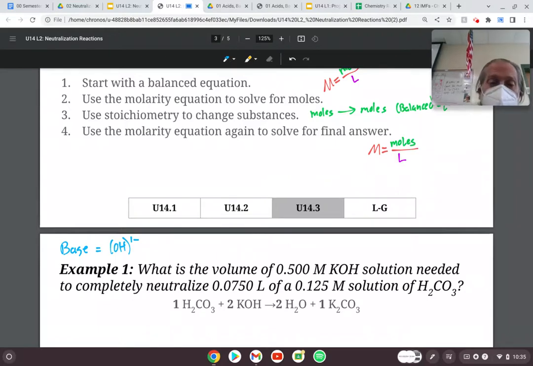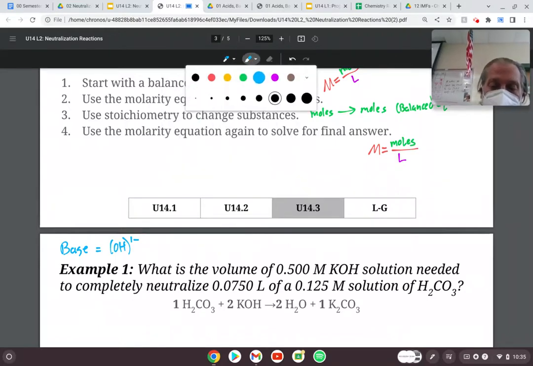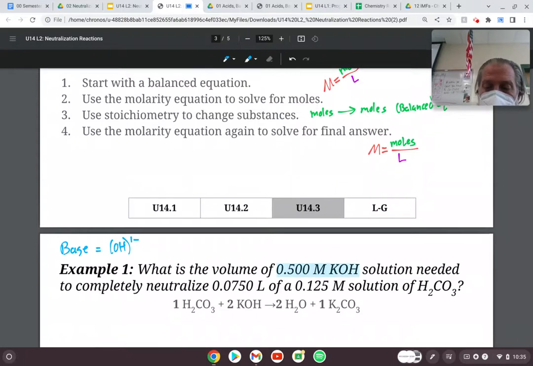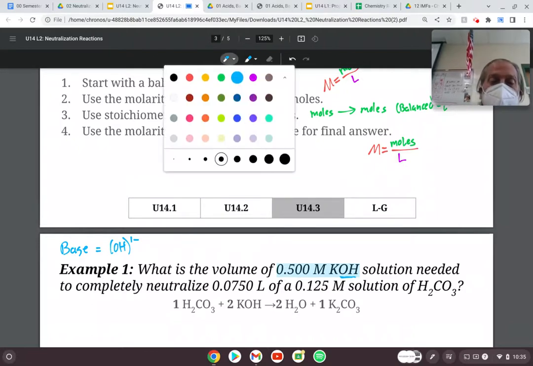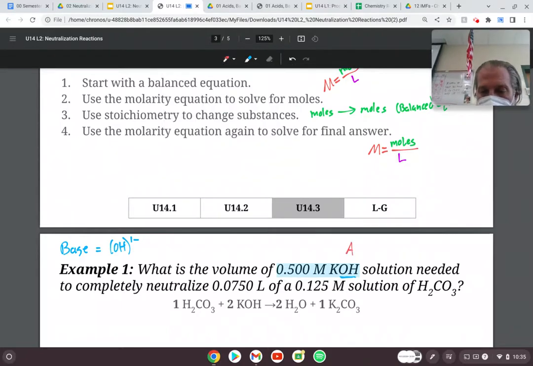So if I'm looking at my problem here, I can see that I have some information about a base because it's KOH, and I see that this OH right here is telling me that a base is present. Now, the other part is an acid, and acids tend to have hydrogen at the front.